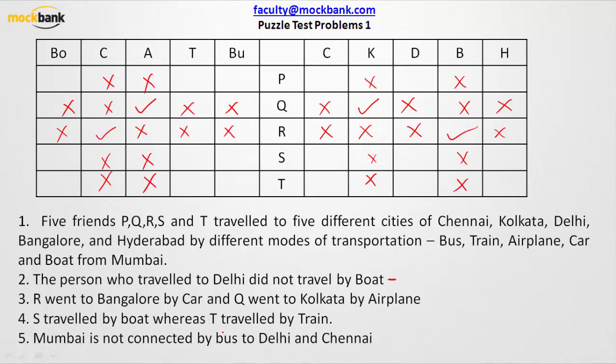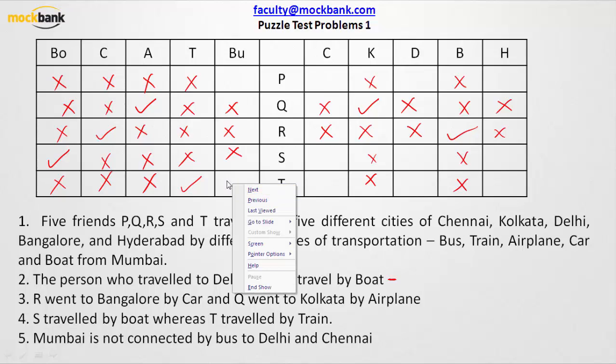S travelled by boat, whereas T travelled by train. S is travelling by boat, and T is travelling by train. So can you see that for bus, all the other modes of transportation are cancelled, hence only P is left over here. So for sure P is going to travel by bus.